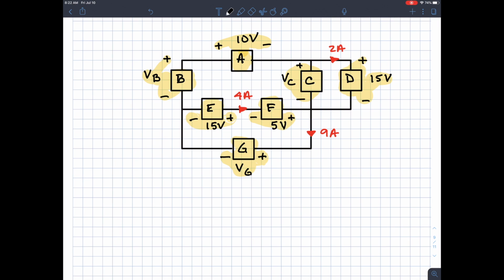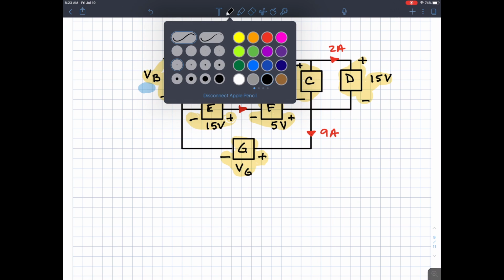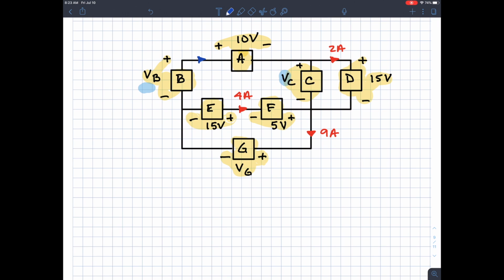All right, so I'm looking at this circuit, and what I'm seeing here is that I don't know VB. All right, so here's VB, I don't know that. And I don't know VC. I'm also wondering about the current through the branch that has element B in it. All right, so this current and this current, those are unknown currents. So let's take care of the currents first because those are pretty easy.